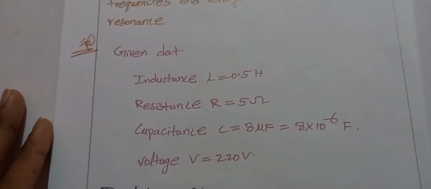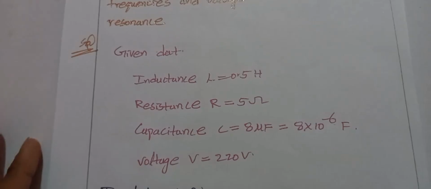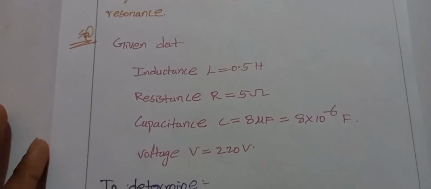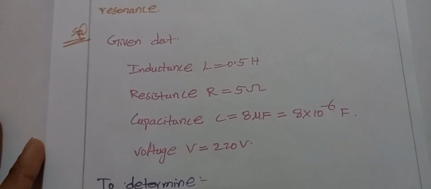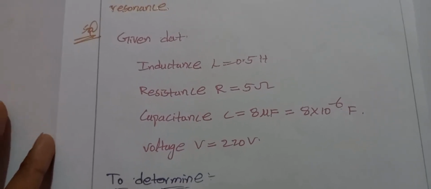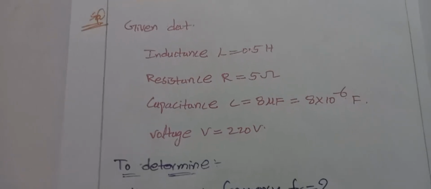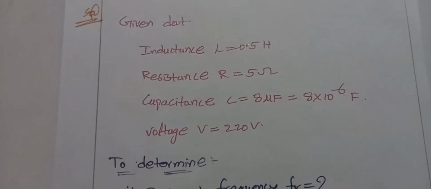Inductance given L equal to 0.5 henries and resistance given R equal to 5 ohms and capacitance C equal to 8 microfarads, that is equal to 8 into 10 to the power of minus 6 farads, because micro in the sense that one is 10 to the power of minus 6, and voltage given 220 volts.